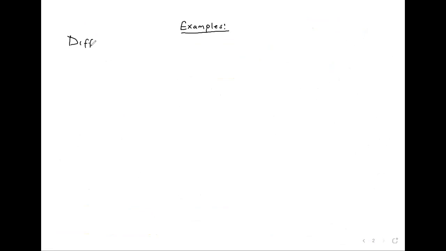Differentiate. One: f of x is equal to cos 3 2x. Two: f of x is equal to tan squared x multiplied by sine 3x.